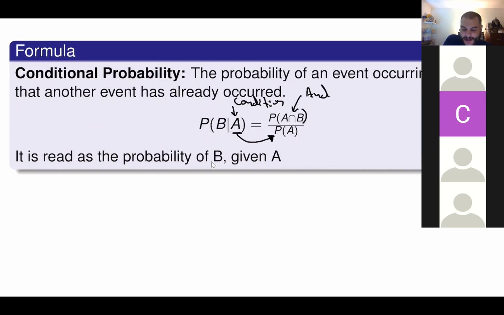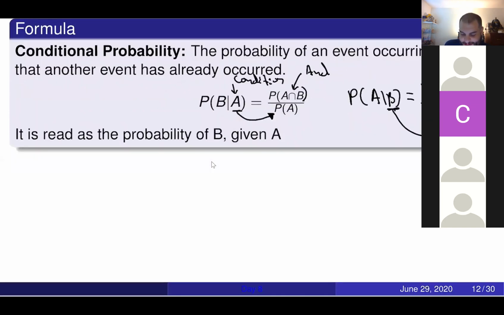So if I said probability of A given B, the top will stay the same: probability of A and B. But for the bottom, you would divide by the probability of B, because that's your condition. So you always divide by the condition. All right. Any questions for the formula before we move on and do an example? All right, let's go to this example.